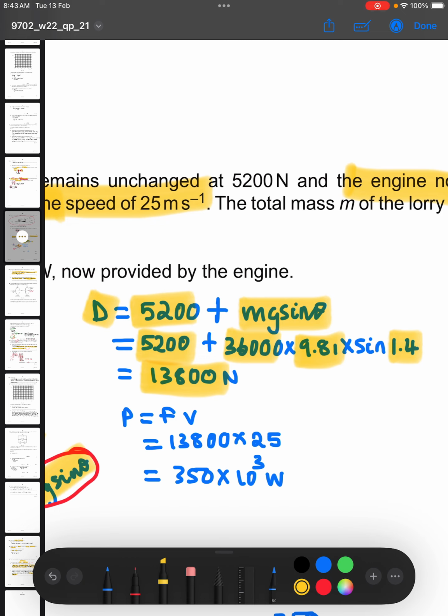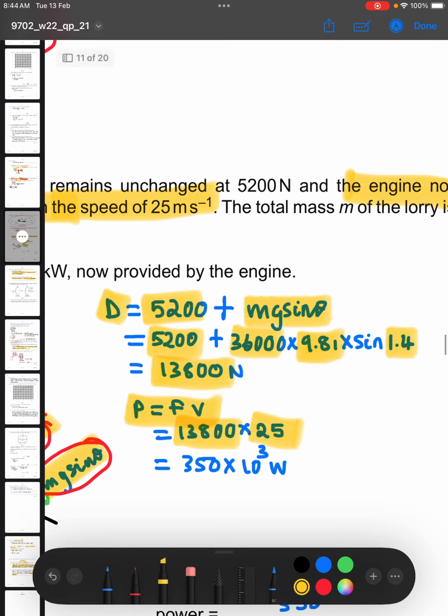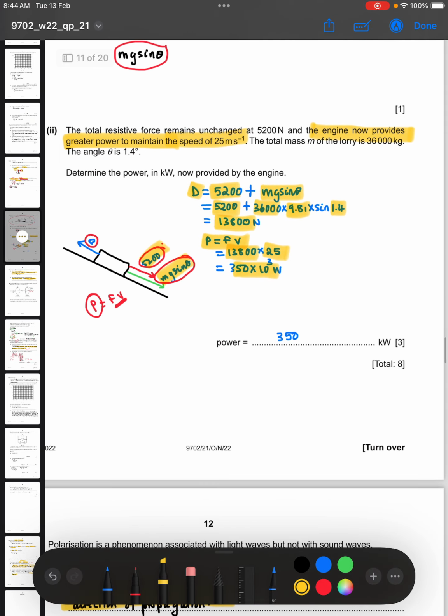That's our drive force. So using the formula, power is equal to Fv. Since we now know the drive force to be 13,800, we multiply that by 25. That gives us the new power right now. Now we divide that power by 10 to the power of 3 to give us the power in kilowatts as they wanted there.